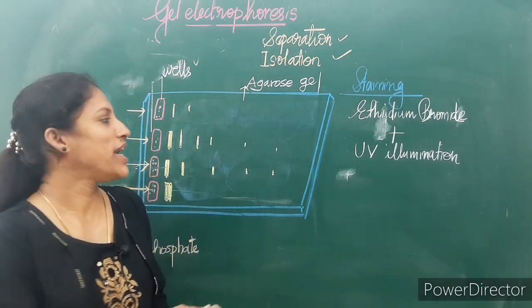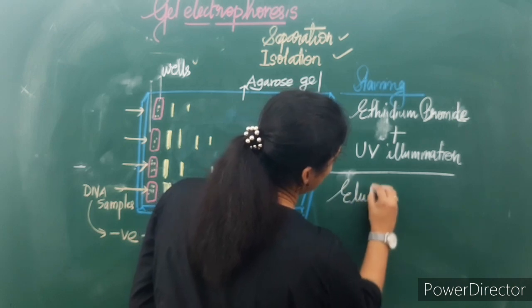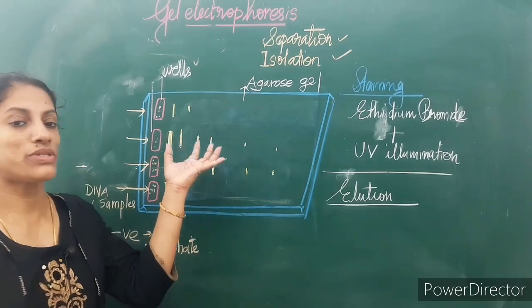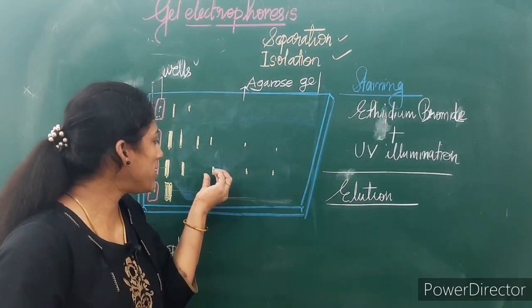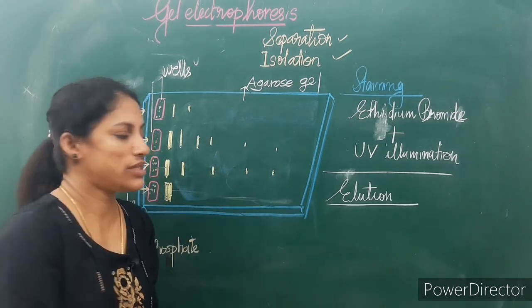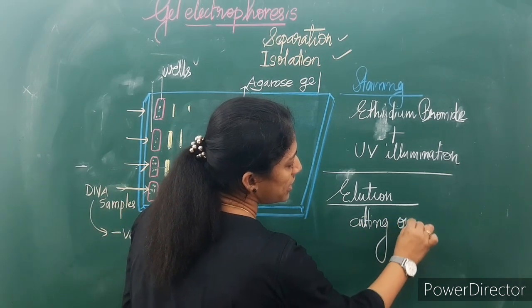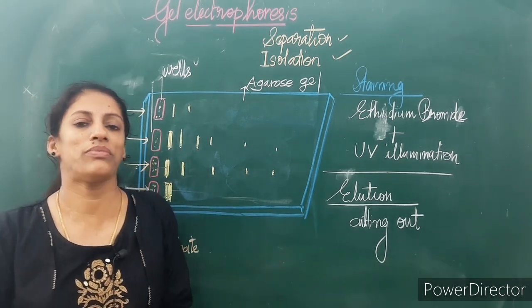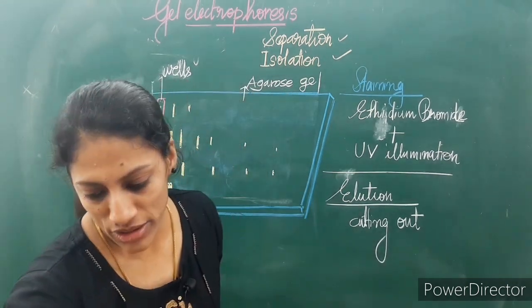Then after this there is a step associated with gel electrophoresis known as elution. In this step the DNA fragments can be cut out. The process by which DNA fragments are cut out or removed from the gel is known as elution. So that is about gel electrophoresis.